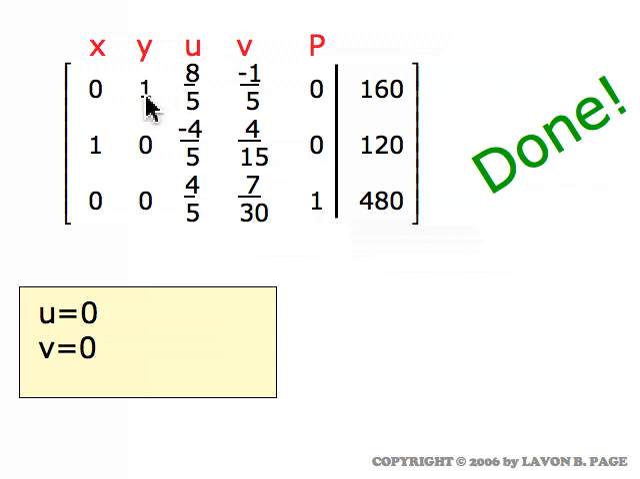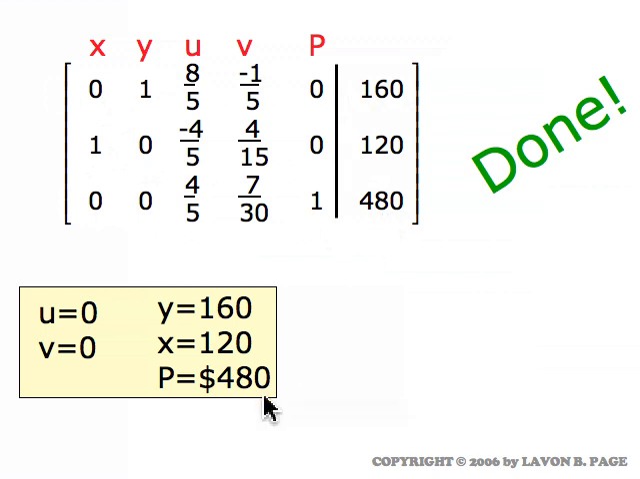Which columns are not in the special form of having a 1 and the rest of the numbers 0? They are the U column and the V column, right? So we set those variables equal to 0. And then we block out those columns and interpret each row as an equation and see what it says. The first row, if you block out the U and V columns, simply says y is equal to 160. The second row says 1 times x is equal to 120. And the third row would say that 1 times p is equal to 480.